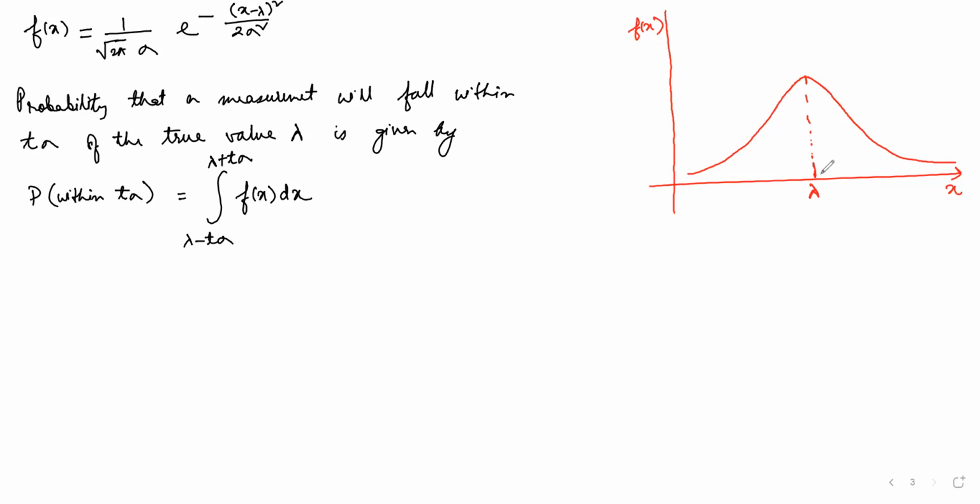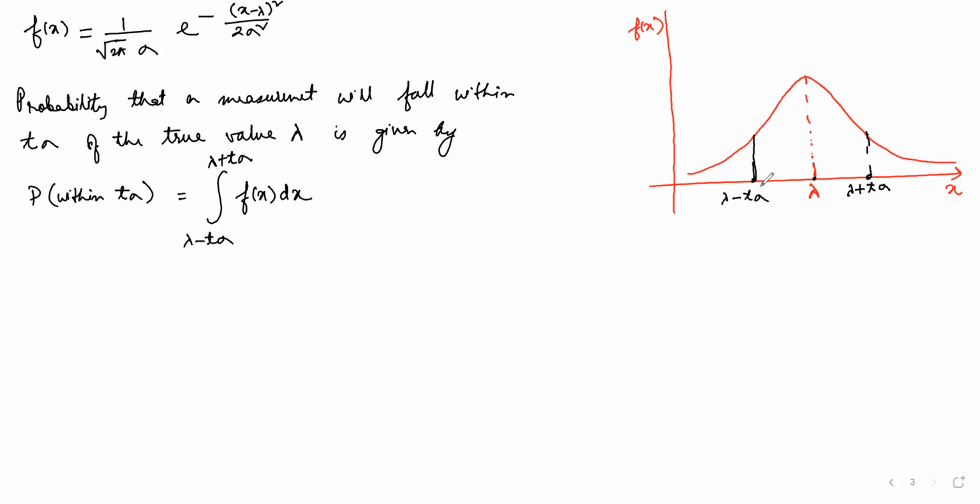Here we have lambda, the true value or best value, and we go t times sigma along. So you go t times sigma towards the right, and you also go t times sigma towards the left. So this point will be lambda plus t times sigma. This point will be lambda minus t times sigma.